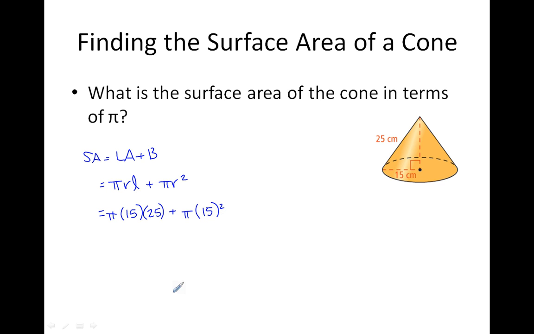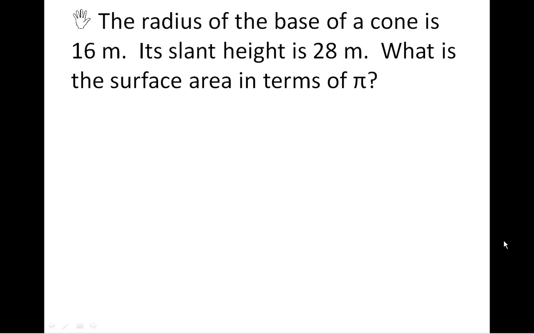Now we go through on our calculator, and we find that 15 times 25 is 375 pi, plus 15 squared is 225 pi. Now this wants it in terms of pi, so we're going to leave the pi. So 375 plus 225, we get 600 pi. Our unit was centimeters, so our answer is centimeters squared. Okay. All right. One more example.